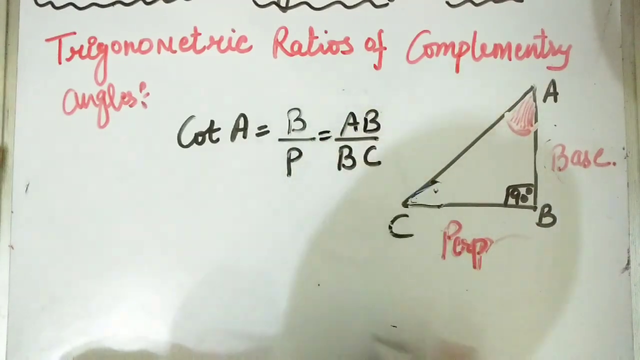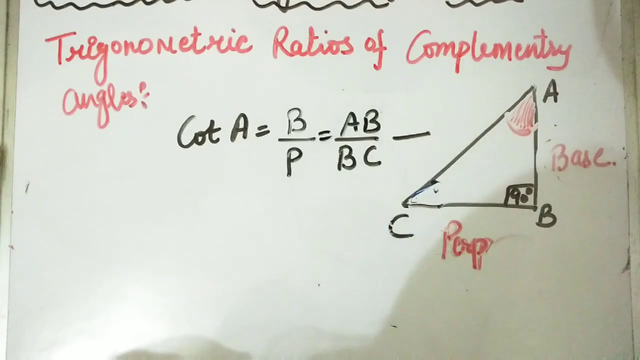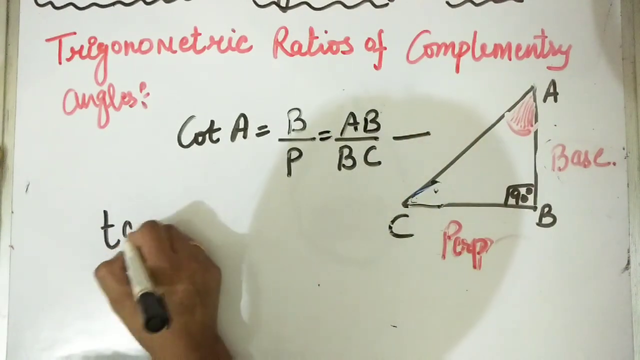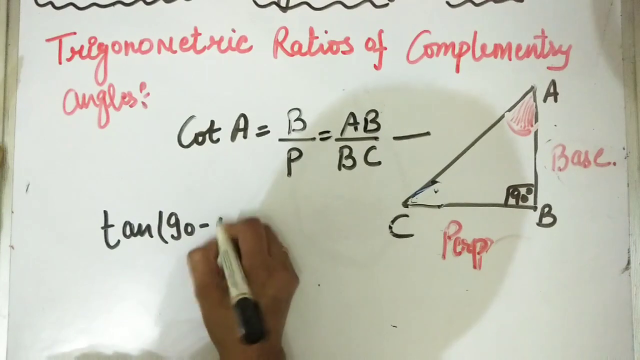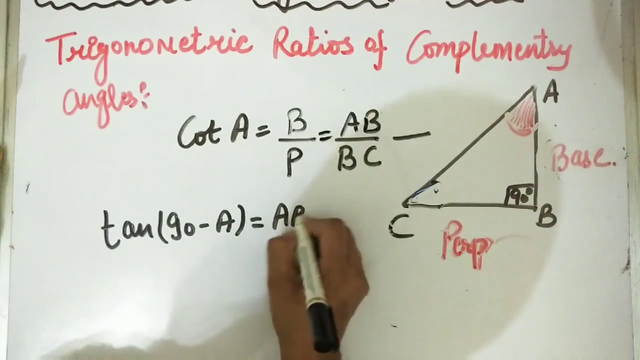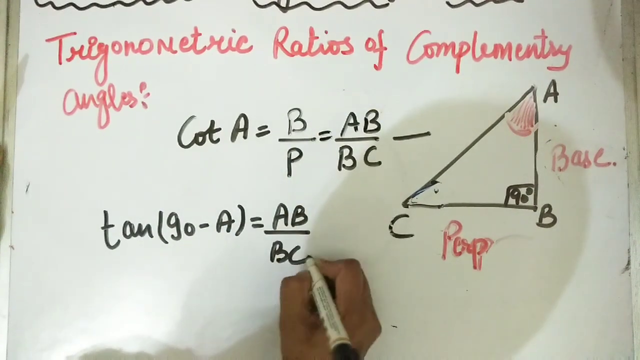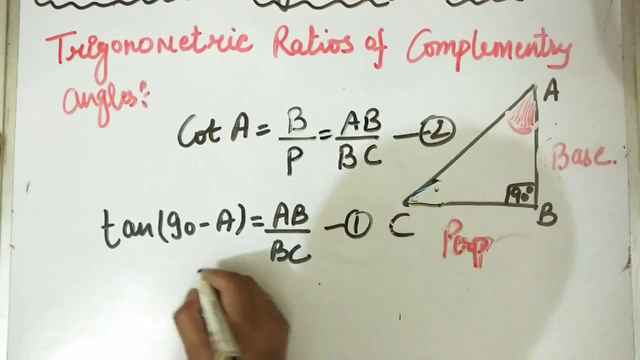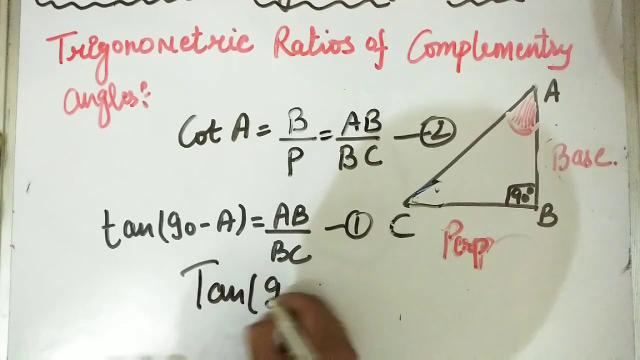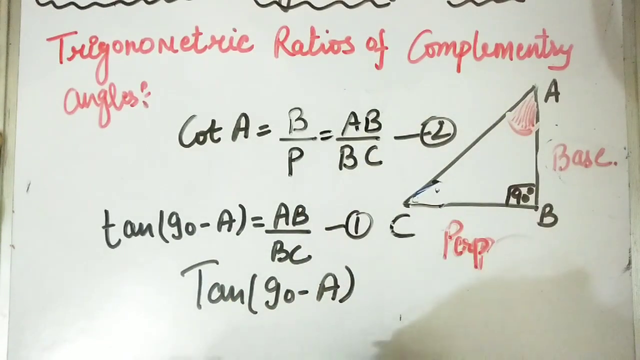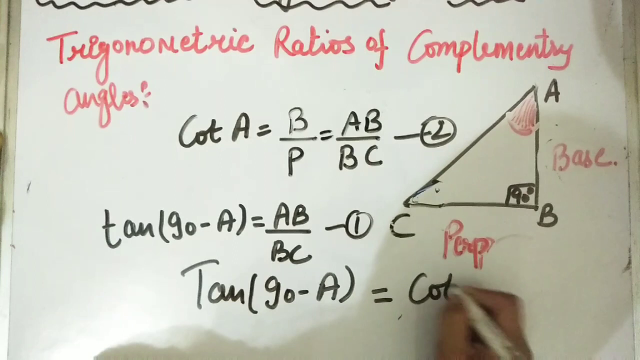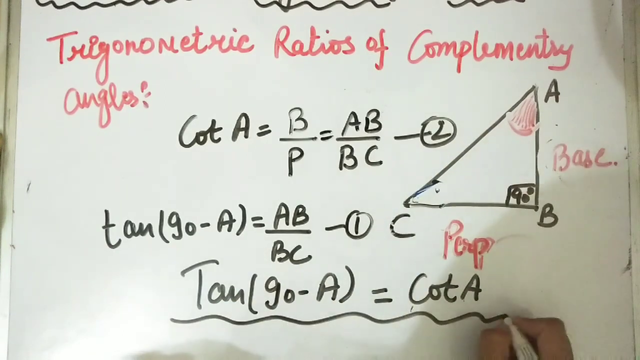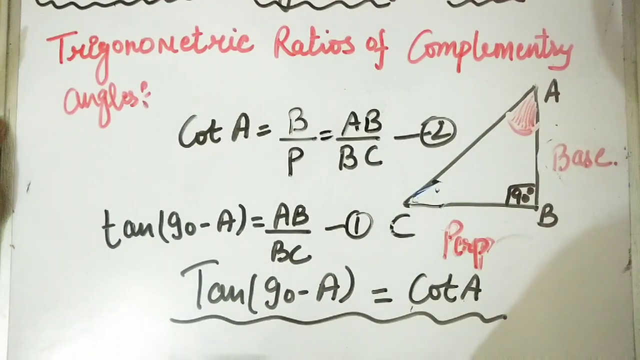That is BC. A few minutes back you have proved that tan 90 minus A is equal to AB upon BC. If you compare result number 1 and result number 2, what will you get? You will get tan 90 minus A equals cot A. So these are the proofs I have fixed. I have concluded 2 proofs here. The rest of the proofs you can do yourself.